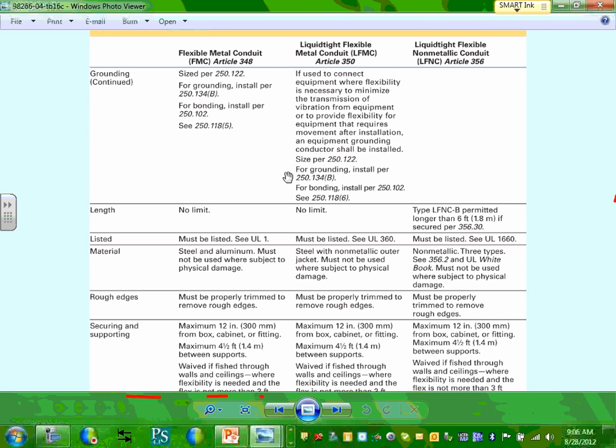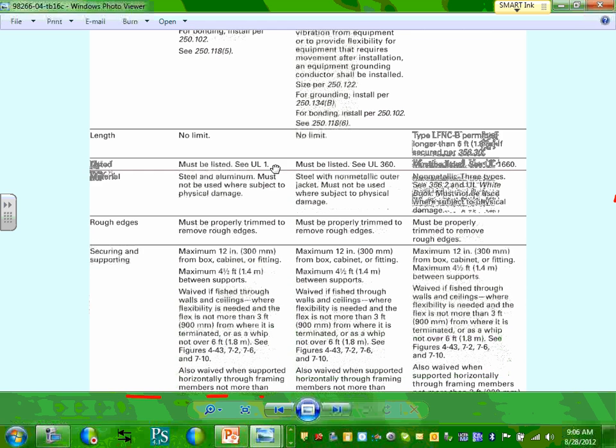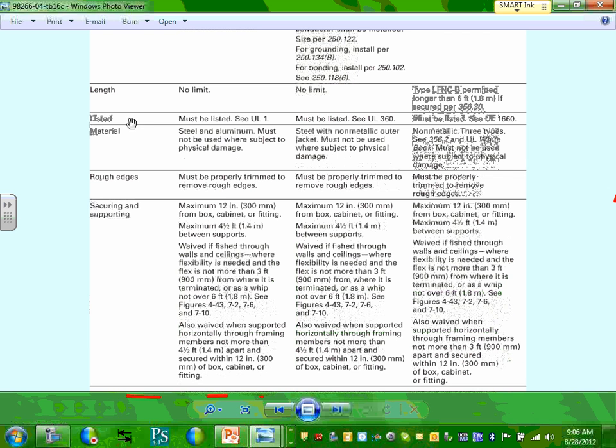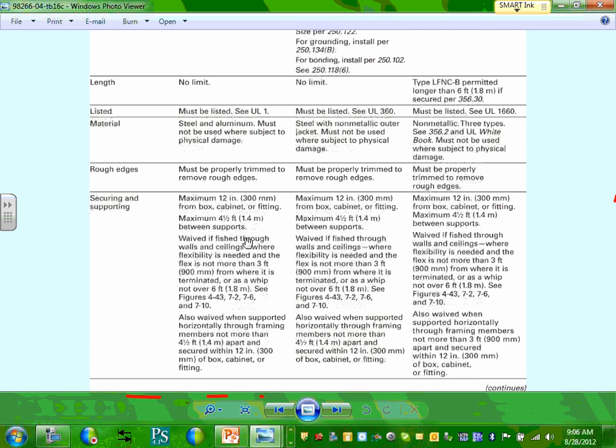Grounding. Length: no limit in the length because they come differently listed. They have to be listed. Material: typically aluminum or steel for the metallic ones. Rough ends, you have to smooth them.